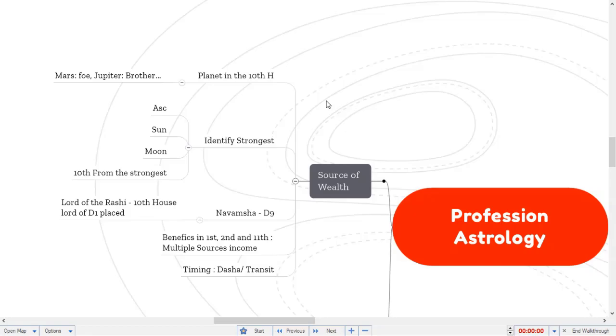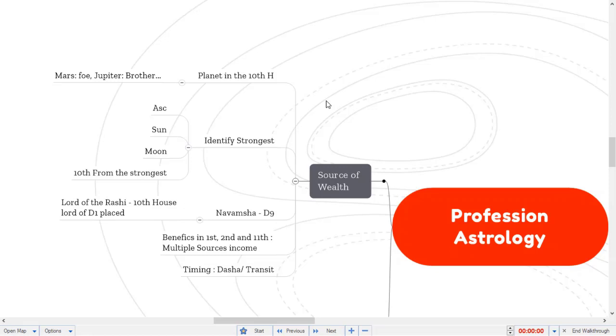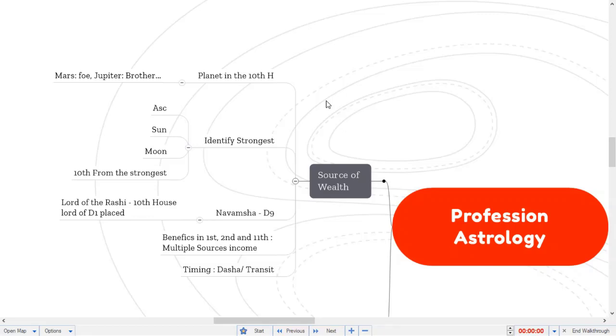In Navamsha, you take the 10th lord from your Rashi chart and see where it is placed in Navamsha. Let's say in your D1 chart your 10th lord is Jupiter, and Jupiter goes to Aries in Navamsha, then you need to look at Mars, because then Mars becomes the driver of your profession. Just one quick tip here: if the benefics are in the first, second, and 11th, then the native is going to have multiple sources of income. One of the most important things to understand is the timing, and timing is essentially the dasha or the transit. That is what drives when the profession will really take off.